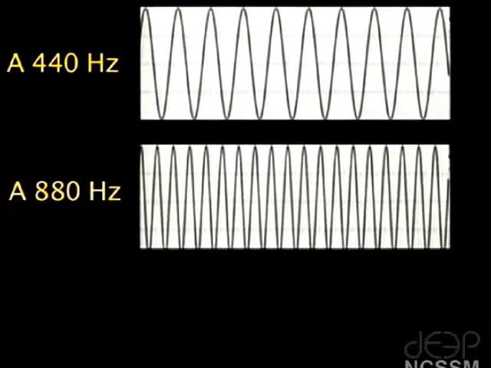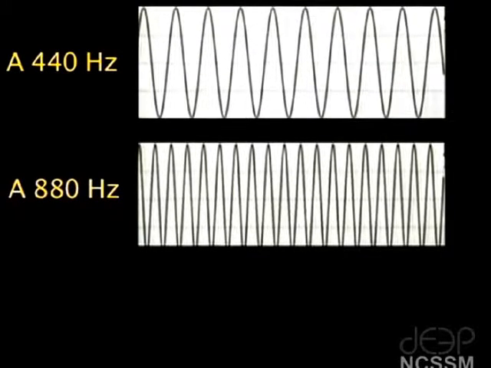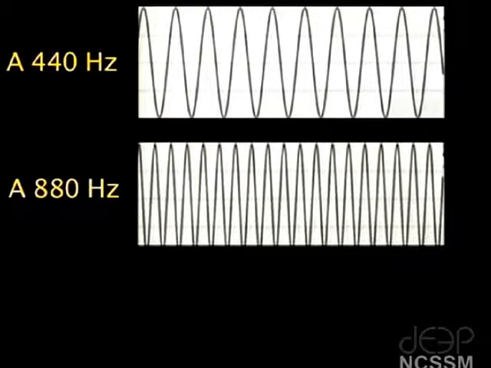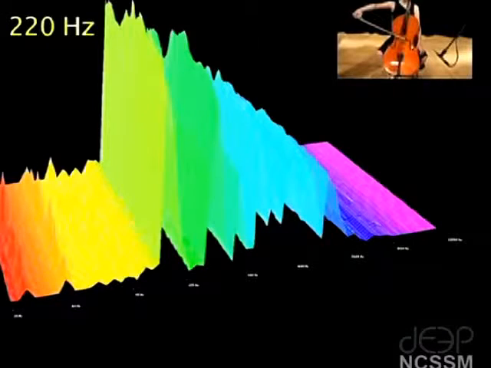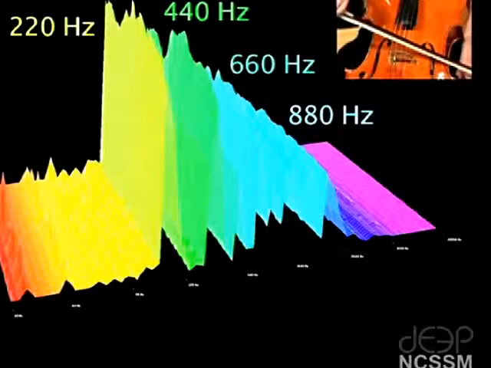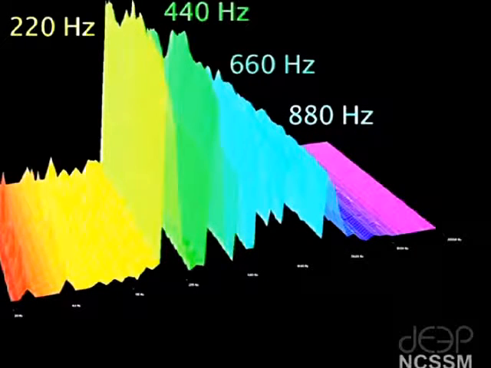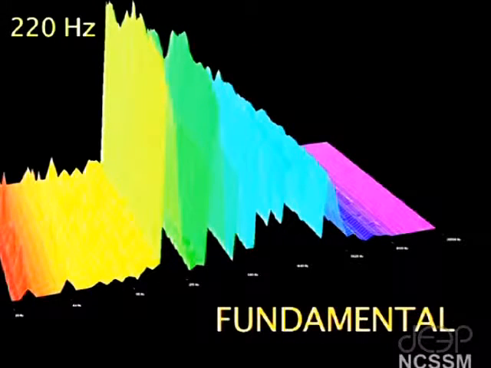In Lesson 1, we learned that 440 Hertz and 880 Hertz are higher octaves of the pitch A. Octave relationships are represented by a doubling of any frequency. It is important to note that we don't actually perceive these other frequencies that we see in the graph of the cello's note. But these other frequencies and their amplitudes or relative volumes all work together to create the unique sound of every instrument. The frequency that we actually hear is called the fundamental.